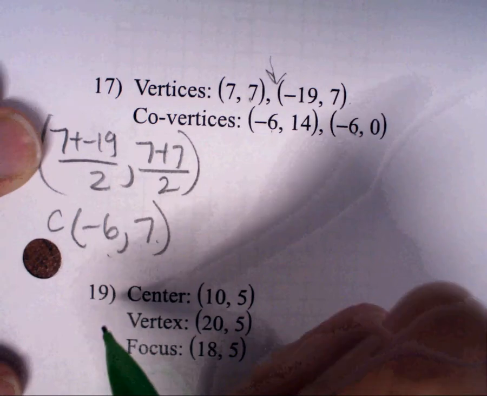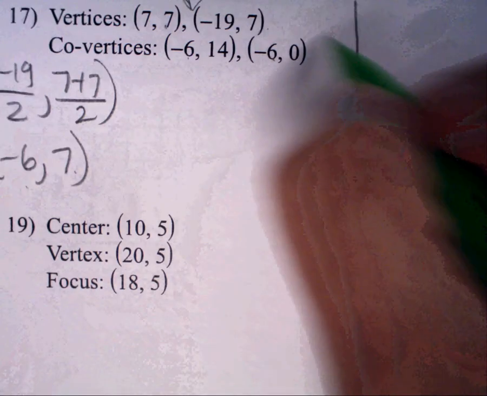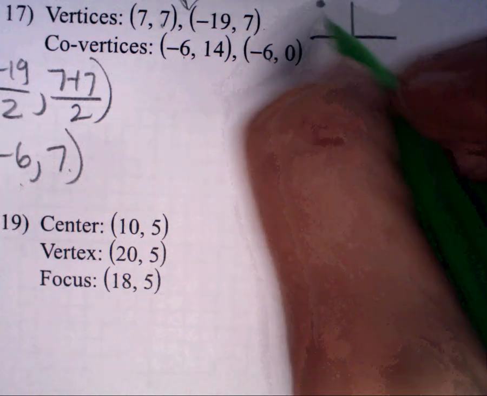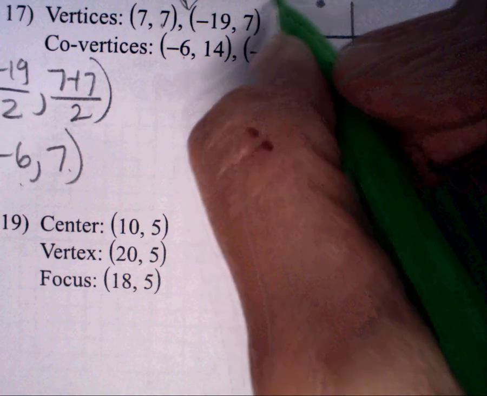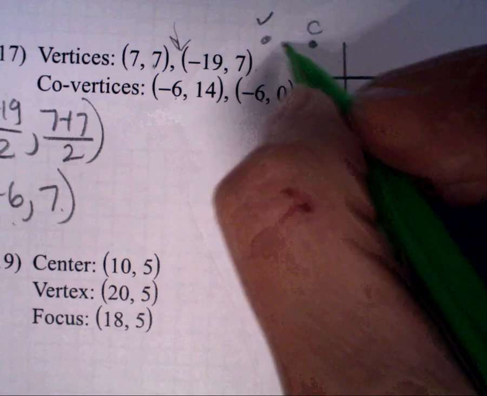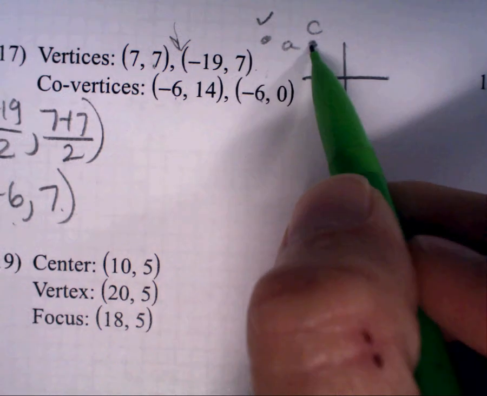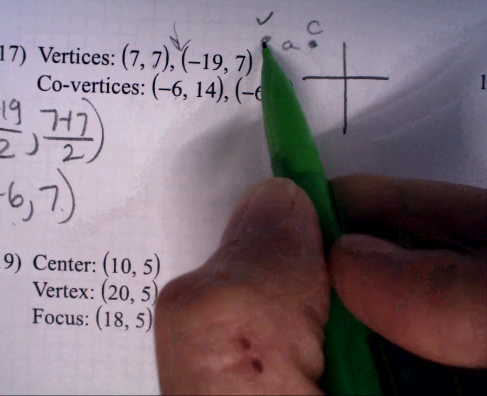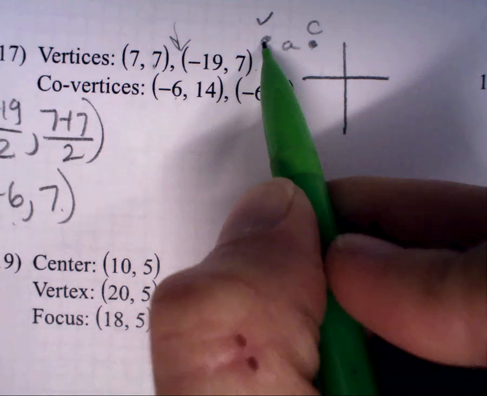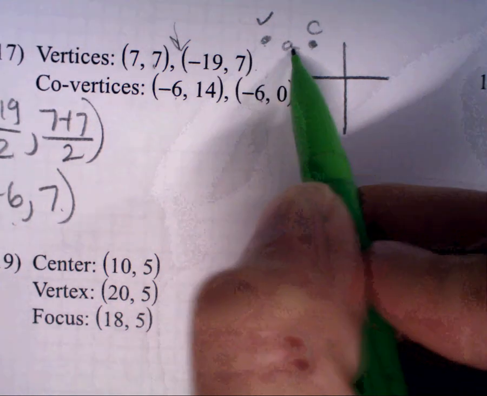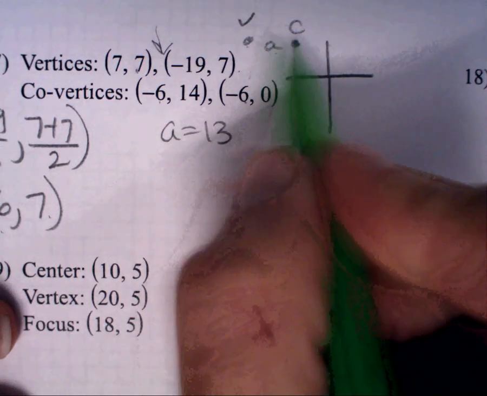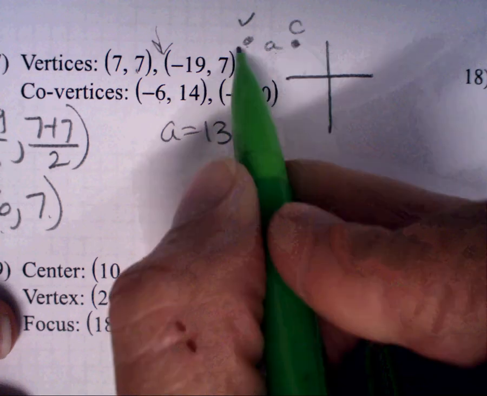So we have this ellipse at negative 6, 7. Up here is my center, and at negative 19, 7 is my vertices. From your center to one of your vertices is your a. If this is at negative 6 and this is at negative 19, that would mean that your a is 13. So a is the distance between your center and one of your vertices.